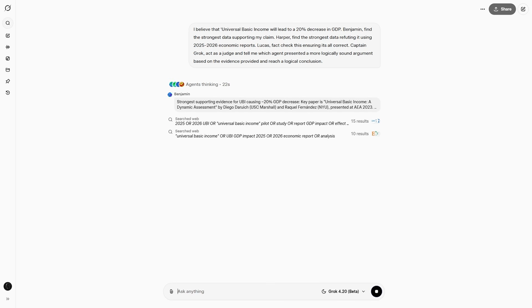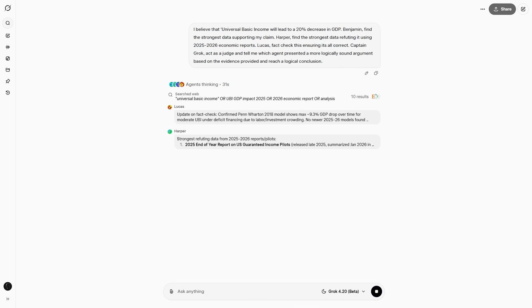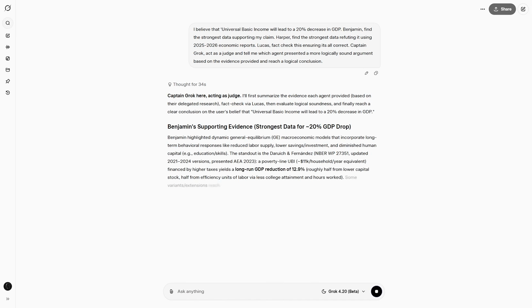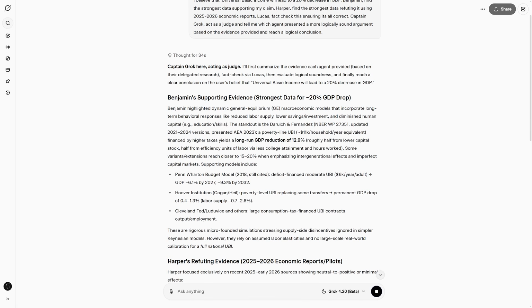And I know most people oftentimes do prompt in a vacuum, and considering that Grok doesn't have memory at this moment in time, it is probably worthwhile to ensure that if you're prompting anything, you have whatever context you can add to that situation. So it is context aware and it's going to use that when it does the reasoning for you. So once again, we had Benjamin finding the supporting evidence.